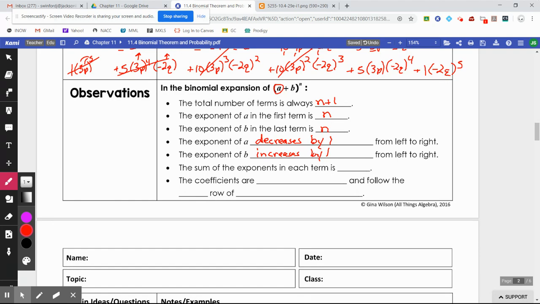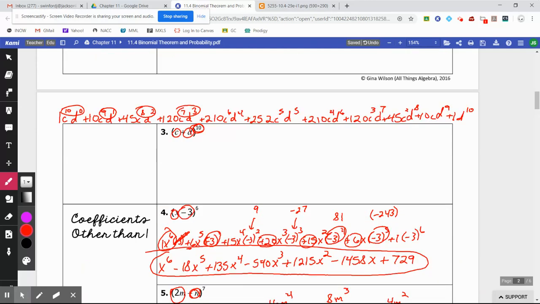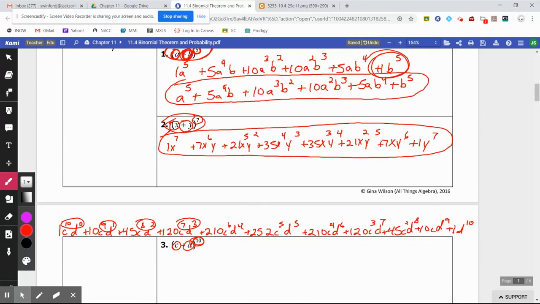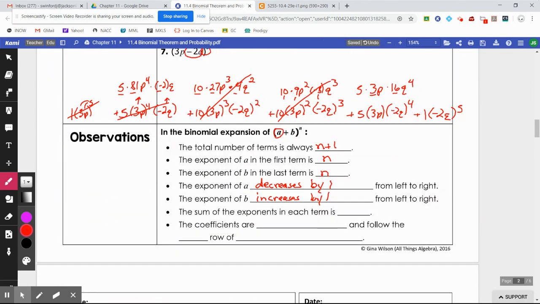The sum of the exponents in each term, I pointed that out a while ago, to where, like here, at a 7th power, a 6 and a 1 power, a 5 and 2, a 4 and 3, a 3 and 4, a 2 and 5. Why? Because we were raising it to a 7th power. So if we're raising something to the nth power, the sum of the exponents will always be n.